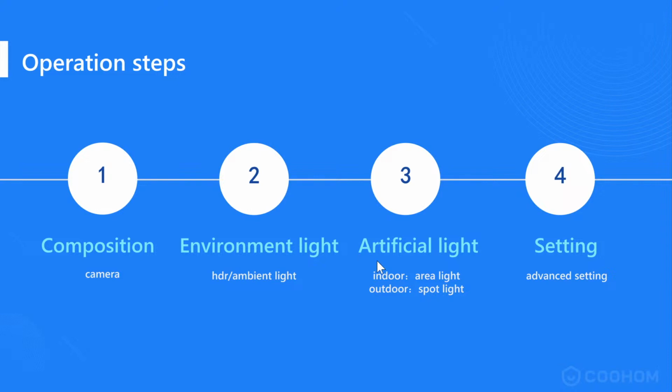Then we can go to the artificial light, where we can add some area light, rectangular area light indoors, to quickly light up the indoor space. And also we can add some spotlight to highlight the shape of the building and create a light and shadow shape on the walls. Then we can go into the advanced setting to get better resolution for pictures. So that's the basic operation steps for rendering.